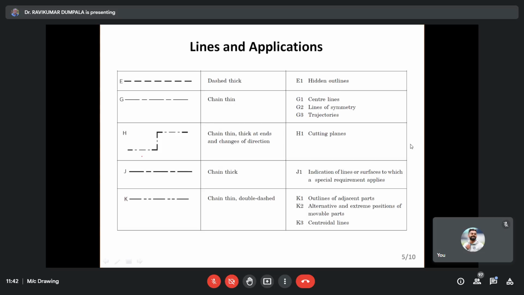This J is used for indications of lines or surface finish to which a special requirement applies. You know about knurling, right? When you do a knurling operation, or there is a handle where you have to provide a rough surface, like diamond knurling, or you want to provide some grip, it means some special surface is required, to which a special requirement applies. Then they keep this J. Please remember that.